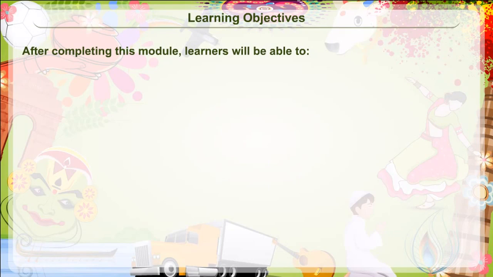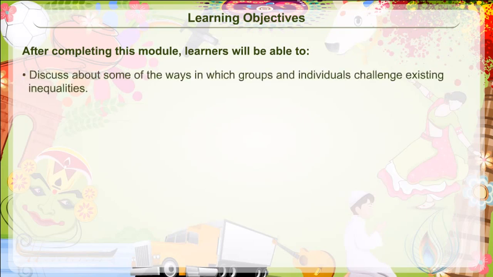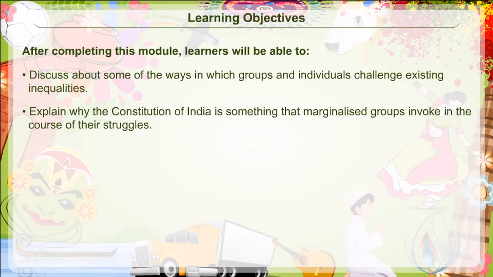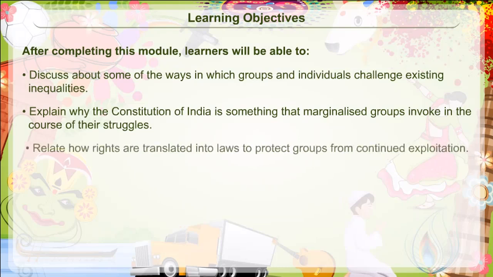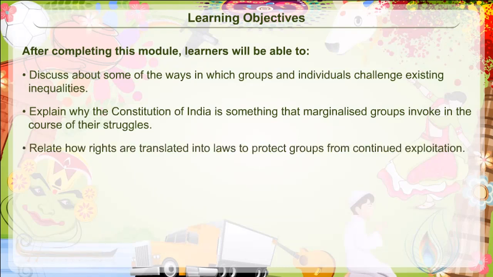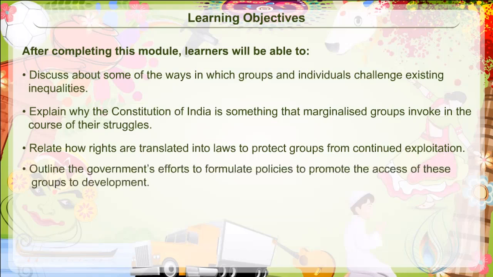Learning objectives. After completing this module, learners will be able to discuss some of the ways in which groups and individuals challenge existing inequalities, explain why the Constitution of India is something that marginalized groups invoke in the course of their struggles, relate how rights are translated into laws to protect groups from continued exploitation, outline the government's efforts to formulate policies to promote the access of these groups to development.